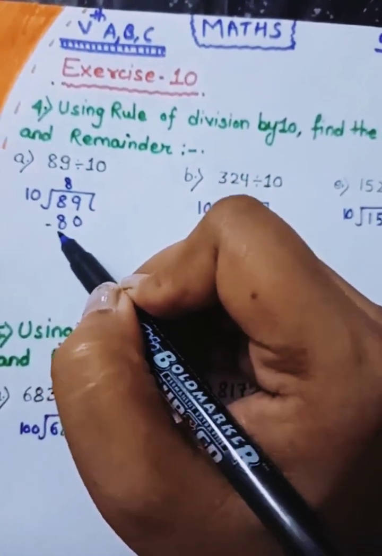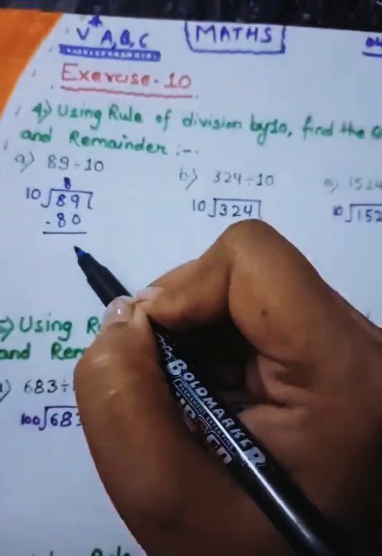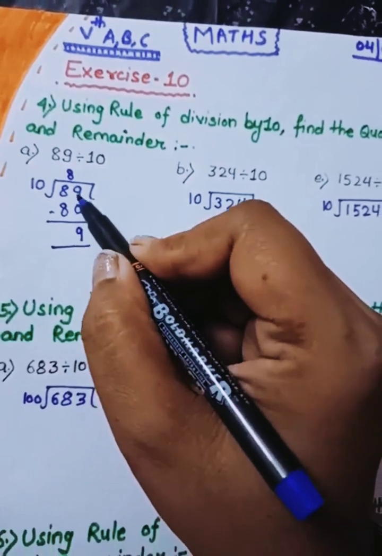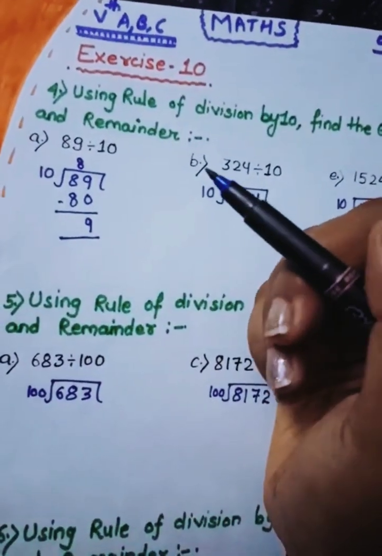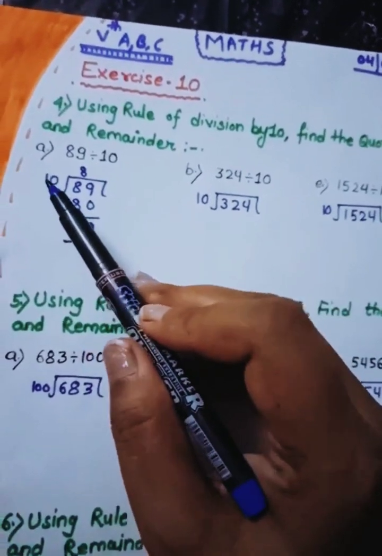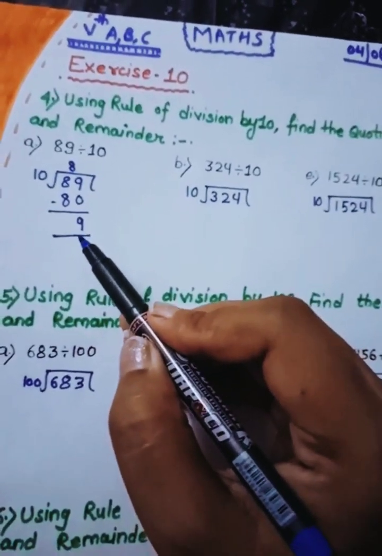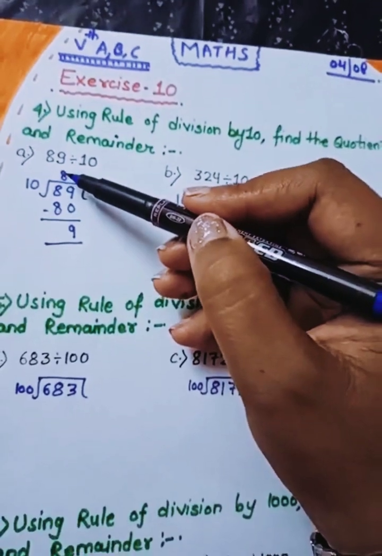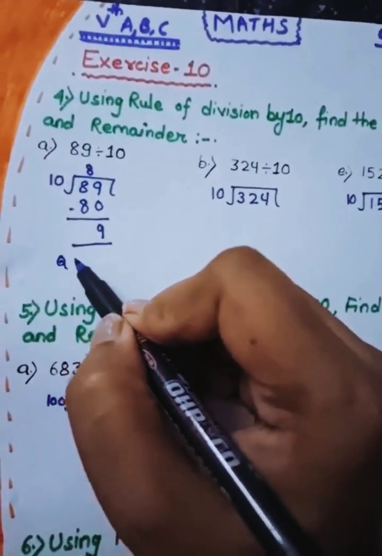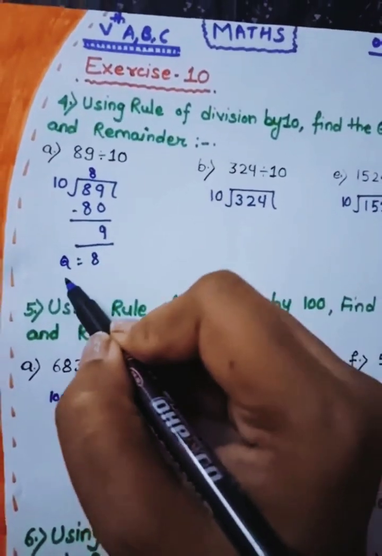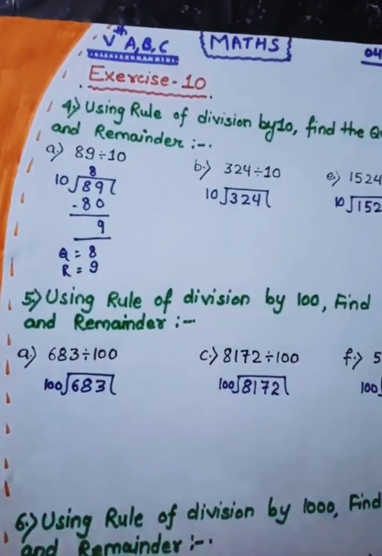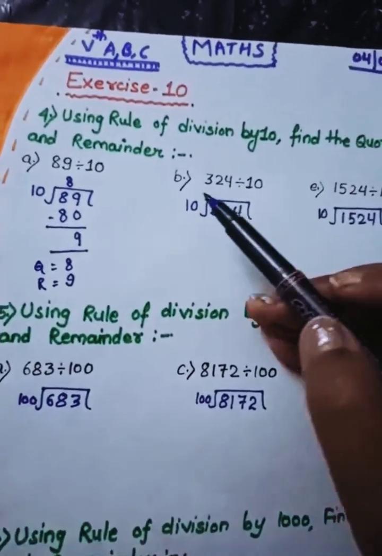Now I have to subtract these two numbers, and 9 is what I get after subtracting. So what does it mean? I cannot divide this number 9 by 10, correct? So I have to leave it as it is. This number is the quotient and this number is the remainder. So let us write it down: Q is equal to 8 and R is equal to 9. This is how we have to do it. Now moving on to B part.